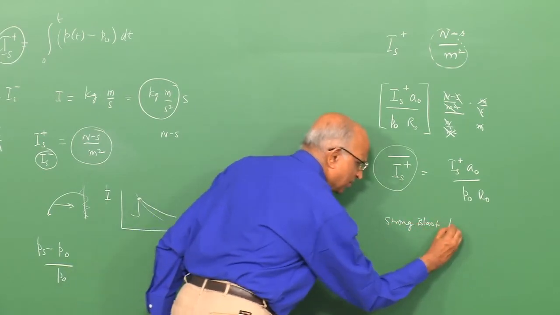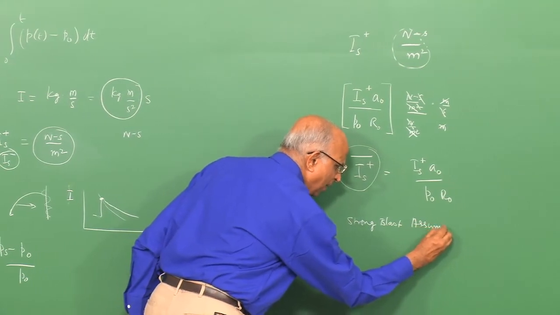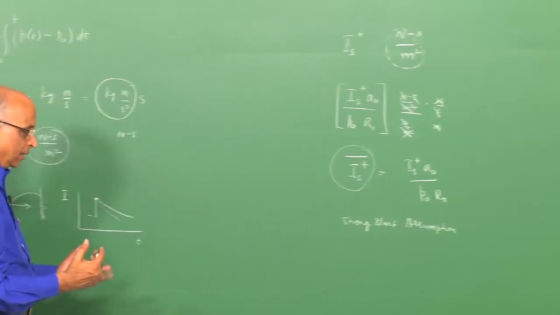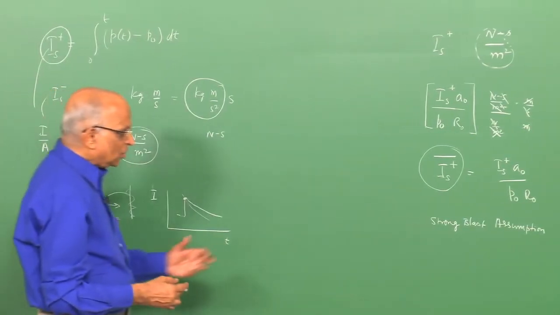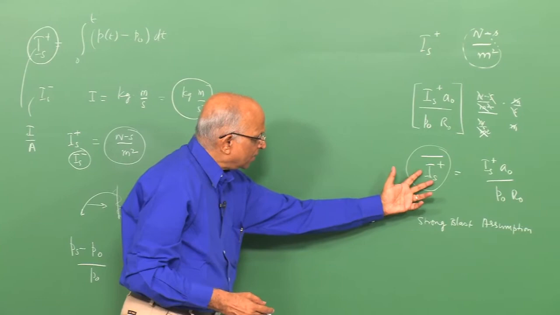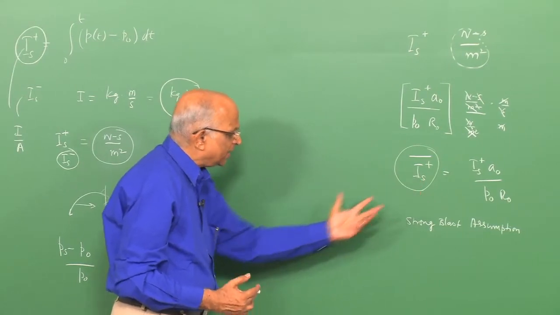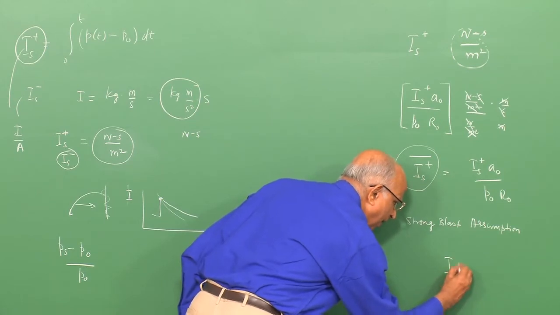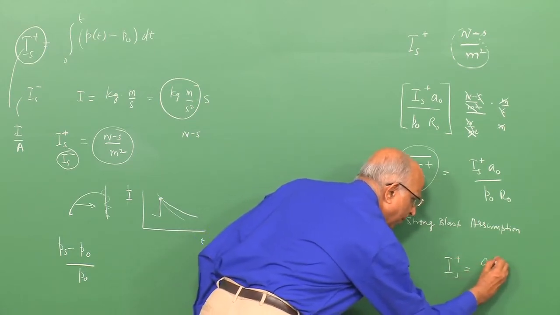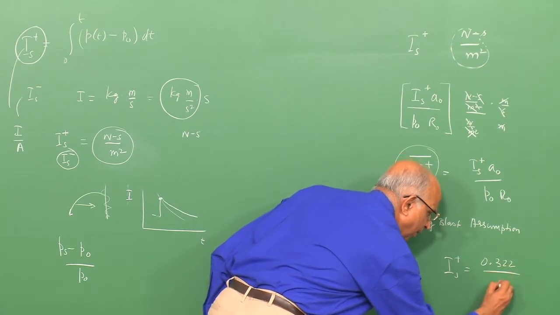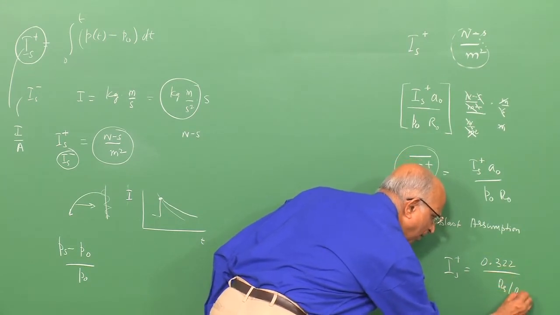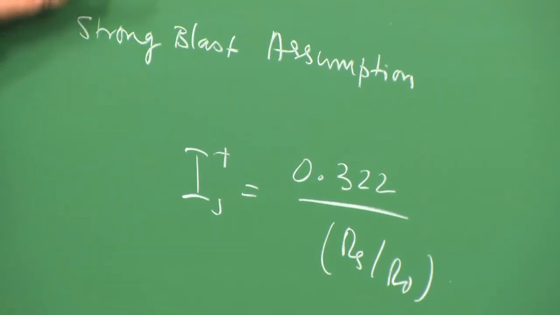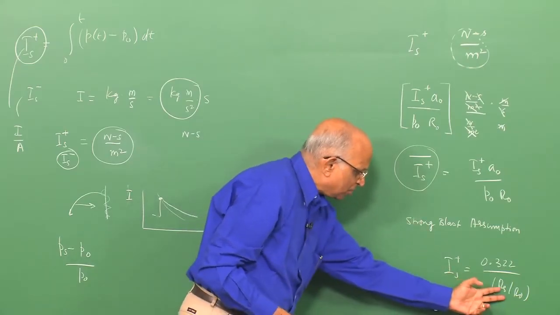that is strong blast assumptions, that means the Mach number is high. I am talking of Rs by R naught, which is somewhat near to the center of the explosion. For the strong blast assumption, I can get it explicitly, and the expression, if I put the gradients and all down, comes out to be Is plus is equal to 0.322 divided by Rs over R naught. This is the way the non-dimensional impulse is changing with Rs by R naught.